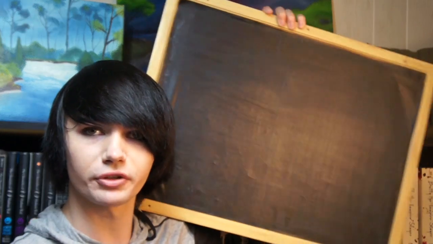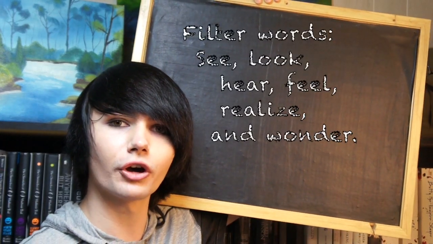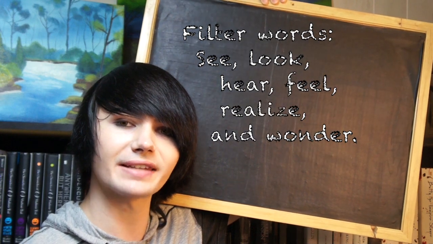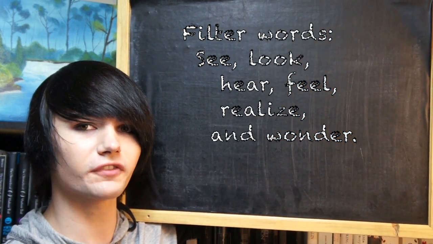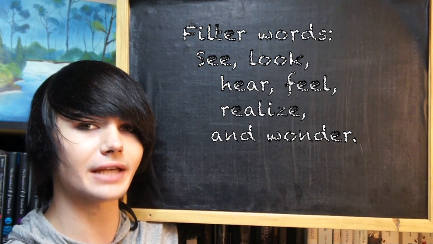Another way to cut the fluff and get your novel up to snuff is by eliminating filter words. Filter words are words that we use to filter the reader's experience through our main character's point of view. Examples of filter words are see, look, hear, feel, realize, and wonder. Now, you don't need to cut every use of these words, but oftentimes their usages are unnecessary.